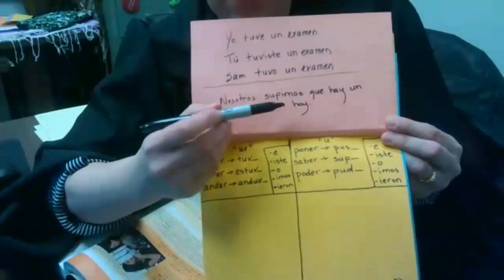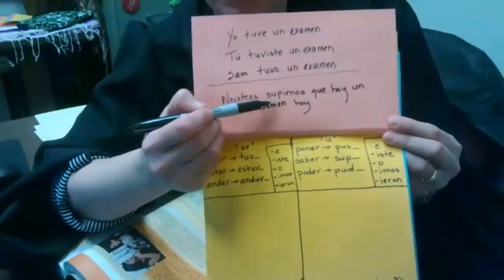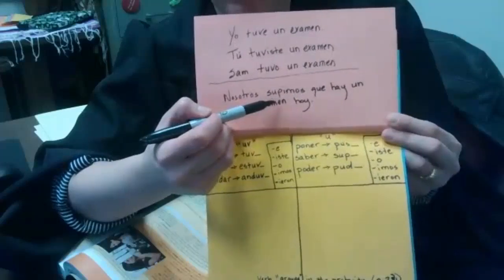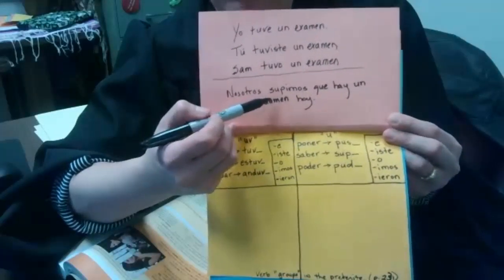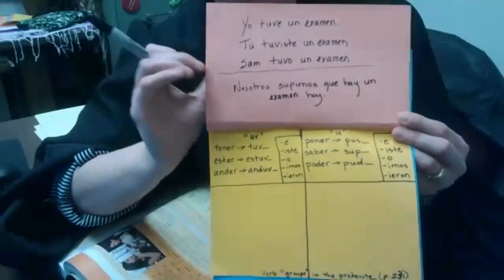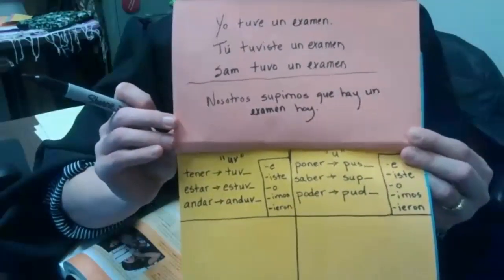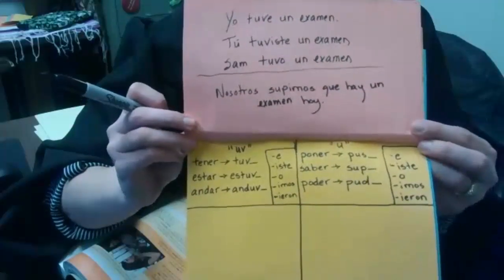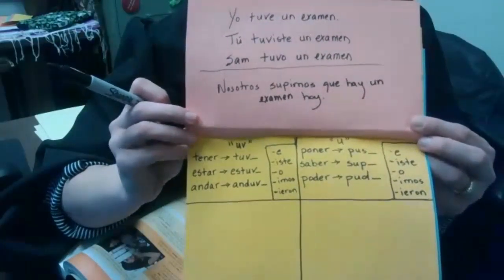And that literally means the supimos here, in the preterite tense, in the past tense, it doesn't mean to know any longer. Now it means to find out, to have found out. So we found out that there's a test today. Okay, we found out. So saber changes meaning in the preterite tense a little bit. Okay?